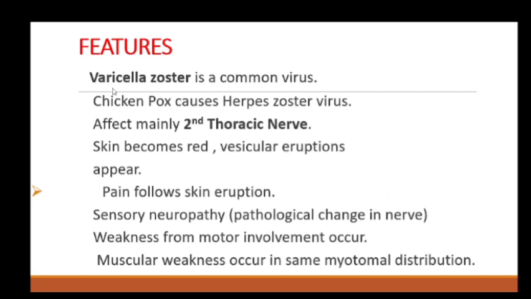The features include: varicella zoster is a common virus. Chickenpox causes herpes zoster virus. It affects mainly the second thoracic nerve. The skin becomes red, and vesicular eruptions appear. Pain follows skin eruption. Sensory neuropathy, a pathological change in nerve. Weakness from motor involvement occurs. Muscular weakness occurs in the same myotomal distribution.